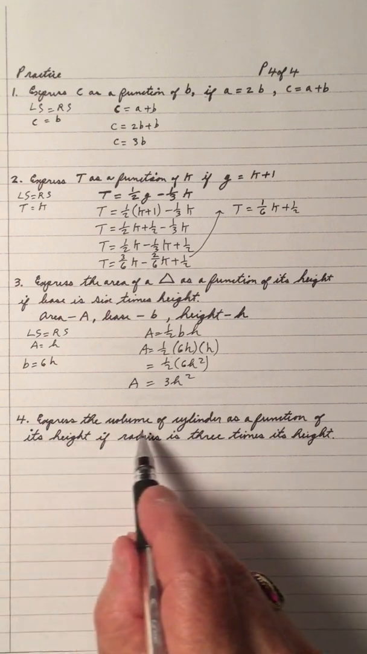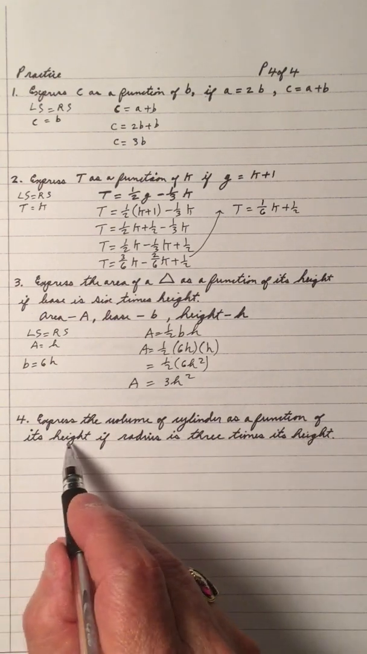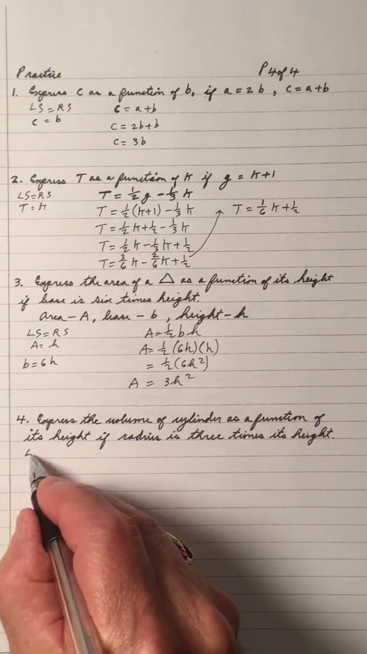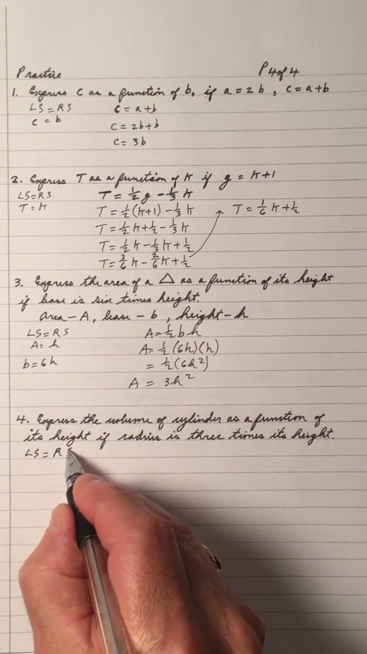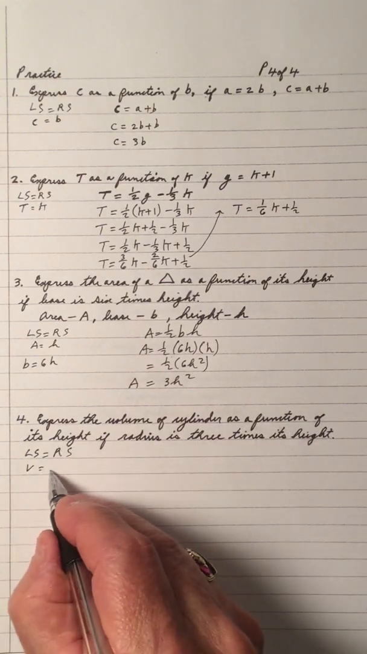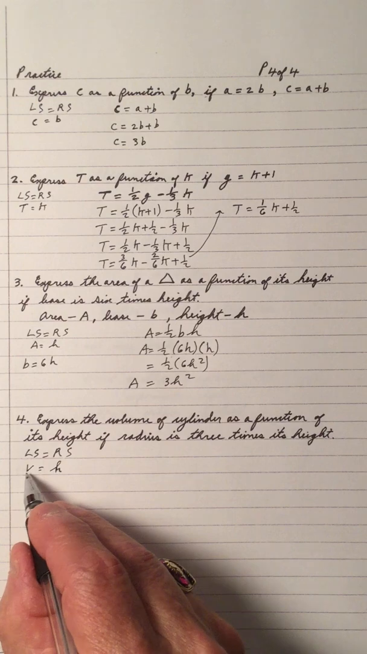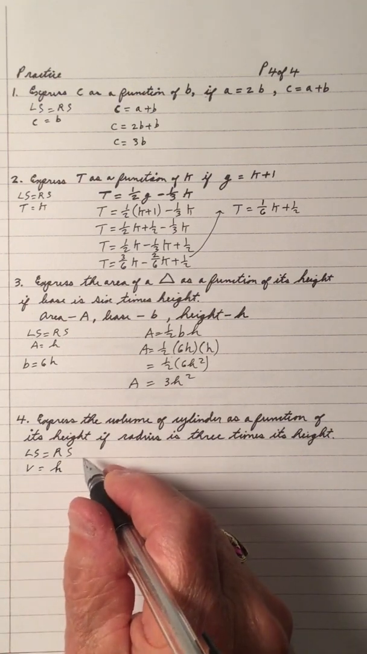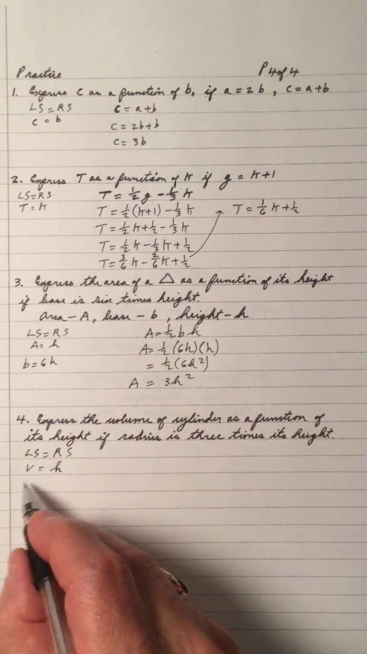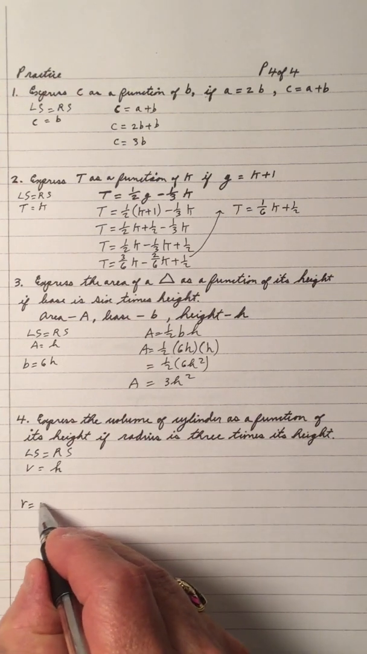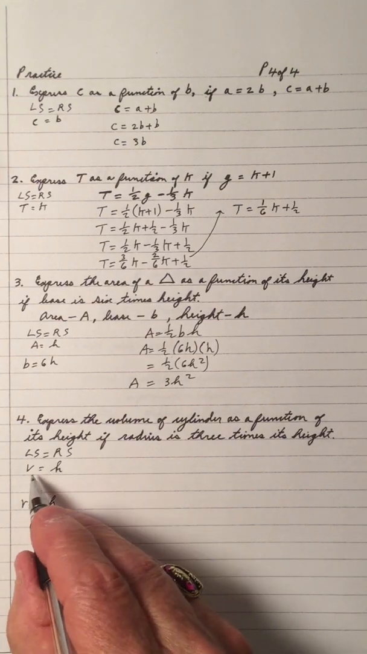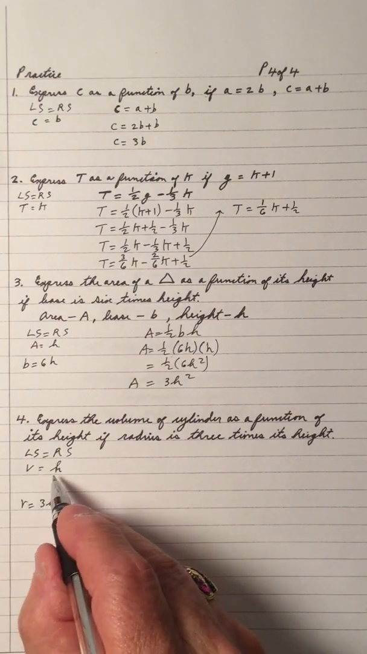Number 4, express the volume of a cylinder as a function of its height if the radius is 3 times the height. So again, left side, right side. Volume, V, is a function of its height. Okay, so we need volume on the left, height on the right only. And we got the radius is 3 times the height, so the radius is equal to 3 times the height. So we need the volume.